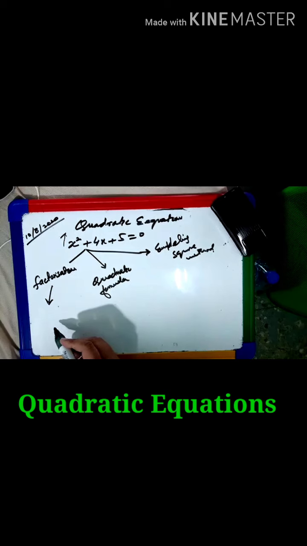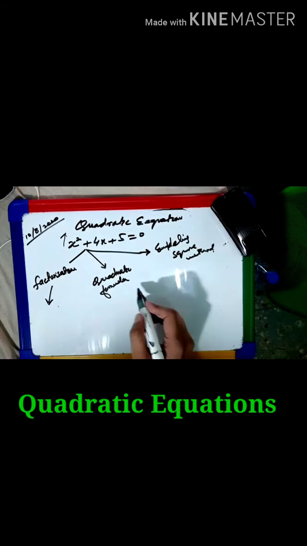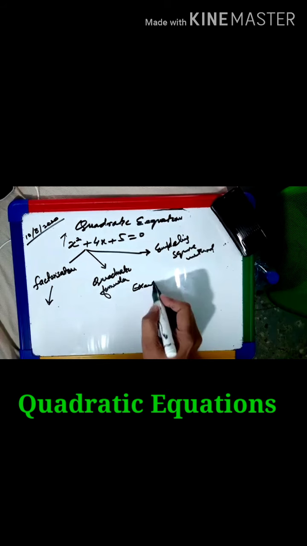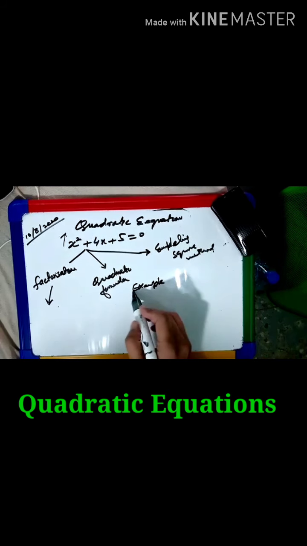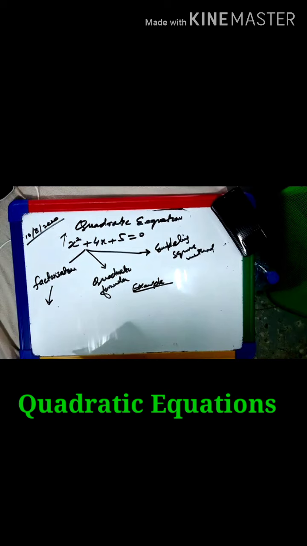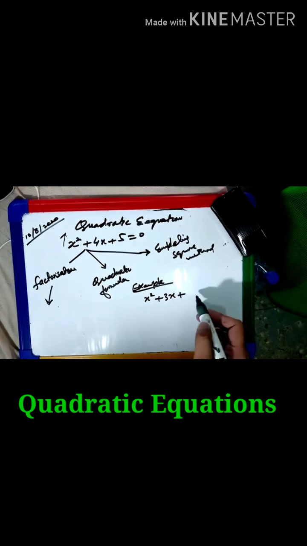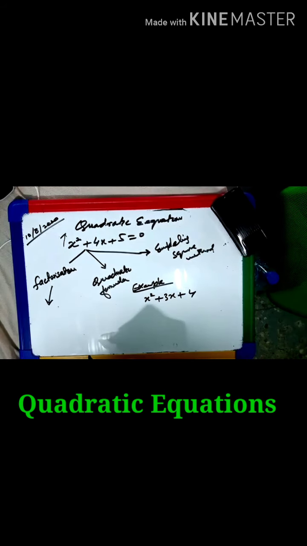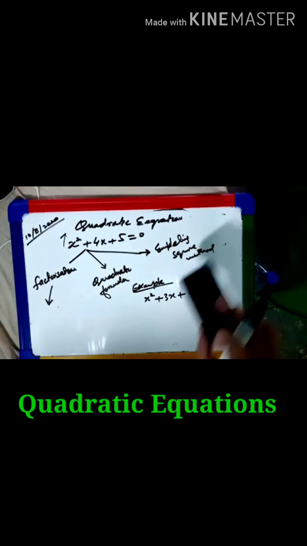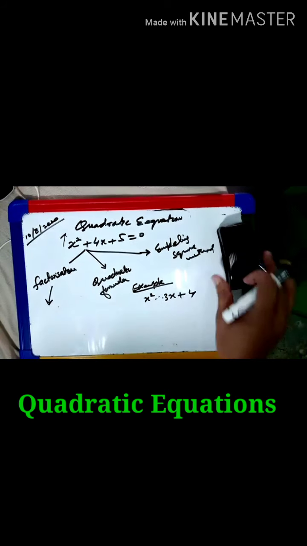We are talking about factorization. So in order to solve this quadratic equation, if I take an easy example that is factorizable, x squared, suppose 3x and plus 4, and suppose this one is negative, this is negative.